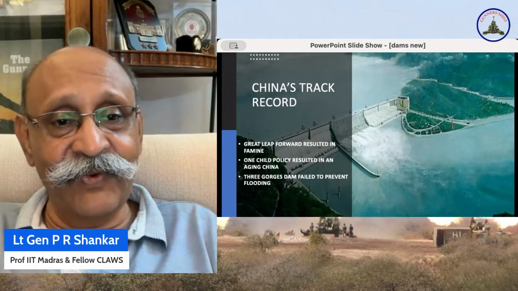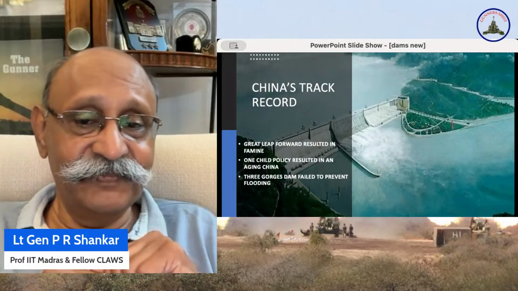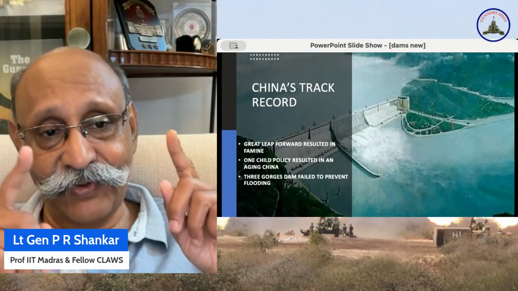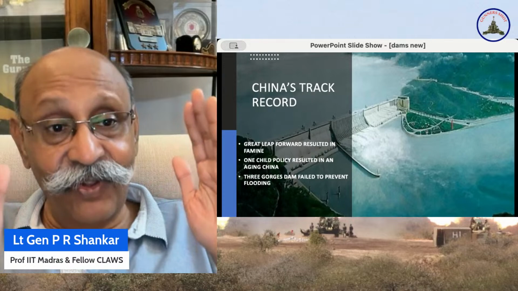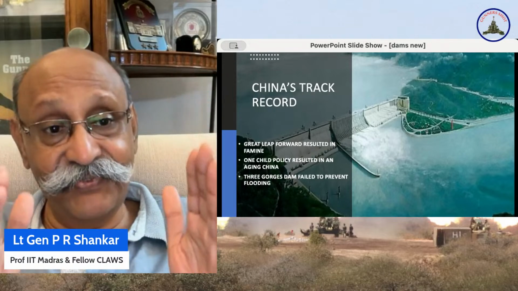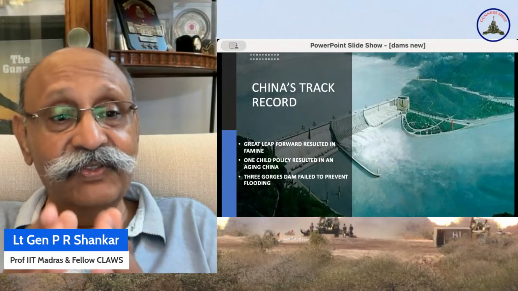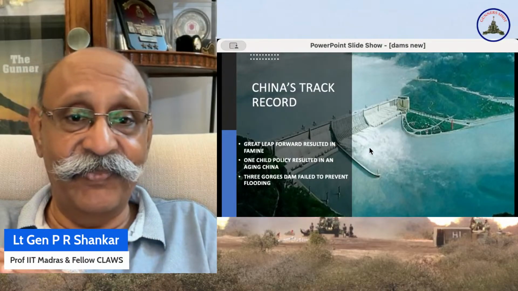Their Great Leap Forward actually led them to famine. Their one-child policy has resulted in an aging China. So all their planning is useless. Just fake. Three Gorges Dam. Well, actually, this is the Three Gorges Dam.